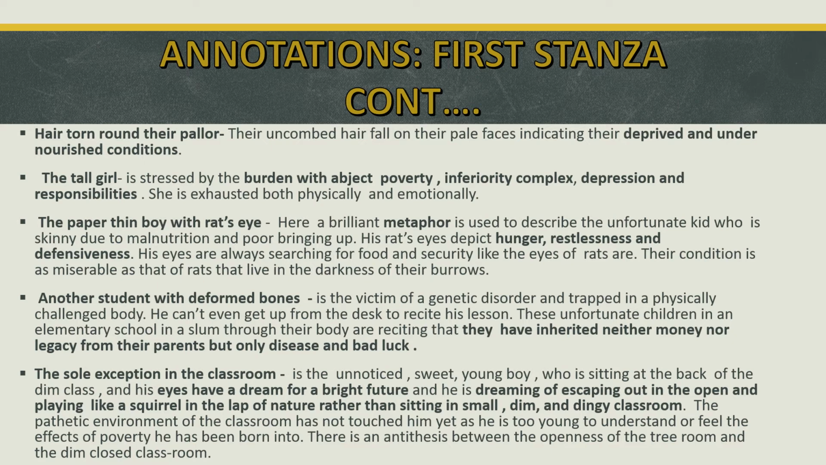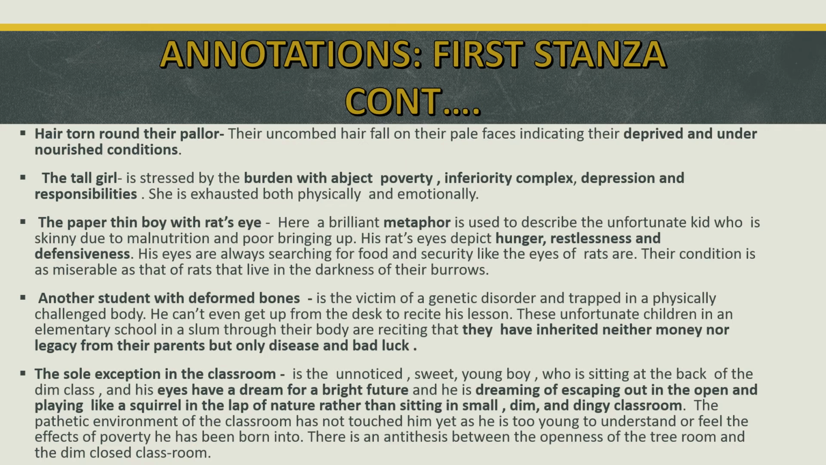These unfortunate children in an elementary school in a slum, through their body, are reciting that they have inherited neither money nor legacy from their parents, but only disease and bad luck. The sole exception in the classroom, however, is the unnoticed, sweet young boy who is sitting at the back of the gym class. He is exceptionally unique. Why? Because his eyes have a dream for a bright future.